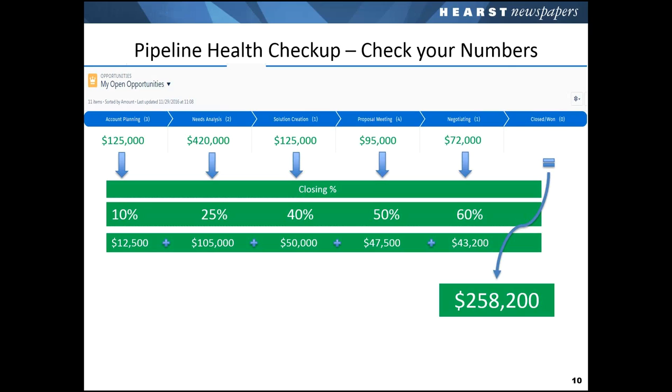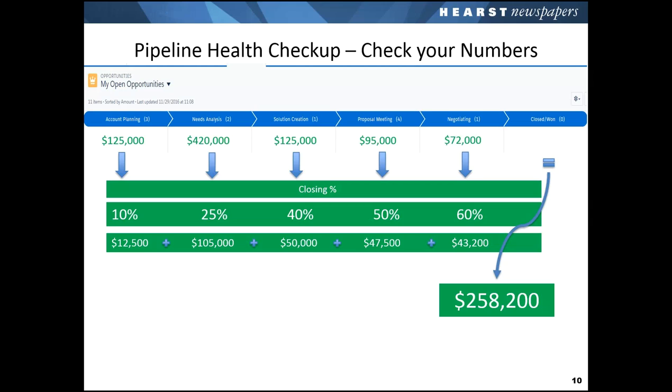Okay? And this slide I've put together, which again is an example, what we've done here is we've totaled the total opportunities that I have for myself in each stage of the pipeline. So from account planning to needs analysis, solution creation, right up to negotiation. Now, when you set up an opportunity in Salesforce, you'll see that there's always a default probability associated with a deal at that particular stage. And these percentages that you see underneath each stage are the default probabilities.